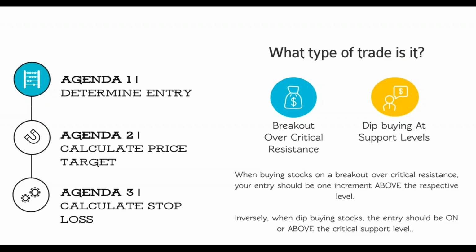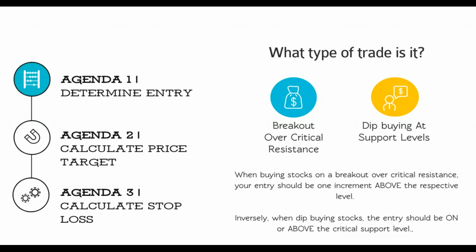Inversely, dip buying stocks is a little bit different. The entry should be on or above the critical support level that you're dip buying off of. So, for example, again, $4 being a support level. If you want to dip buy the stock, you'd be putting the buy order at $4 or right above $4. Let's say 4.02. Sometimes those natural support bounces aren't exactly on the increment of $4. It can be 4.01, 4.02, up to 4.05. I would say that would be an area you can put your entry, just right above that level.